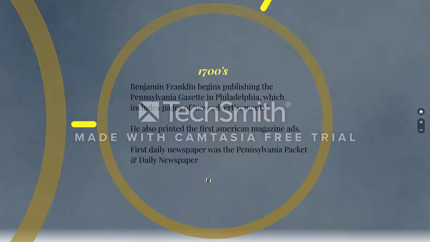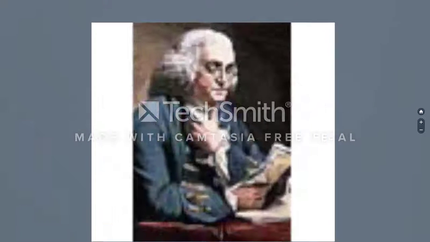Benjamin Franklin begins publishing the Pennsylvania Gazette in Philadelphia, which includes pages of new advertisements. He also printed the first American magazine ads. The first daily newspaper was the Pennsylvania Packet and Daily Newspaper. The daily newspaper changed ads by letting new information get to people almost automatically compared to before. This is a picture of Benjamin Franklin. He was very prominent in all sorts of papers and news articles and magazines that all used advertisements.